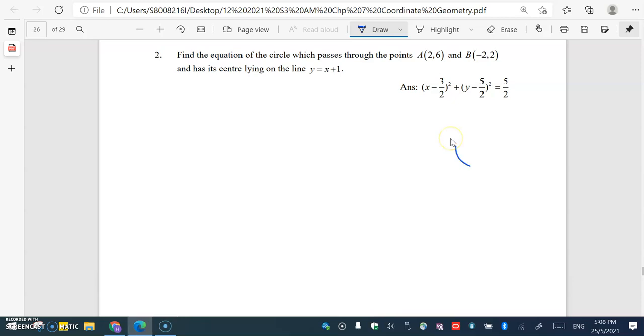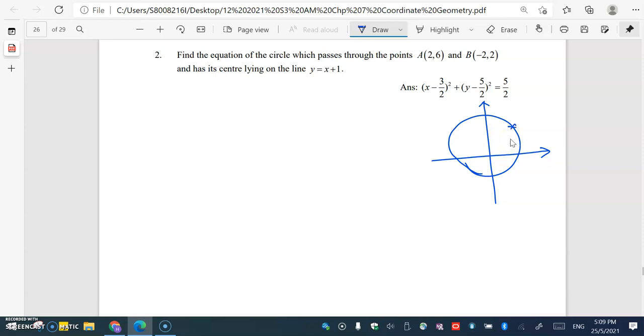All right, you have a circle. Oops, my circle looks terrible. Let me redo this. You have a circle. All right, and then it passes through the point 2, 6, as well as negative 2, 2. Okay, let me draw this in, I think, with the 2. Okay, I have a 2, 6, so maybe somewhere here.